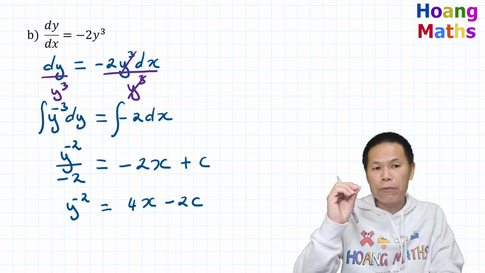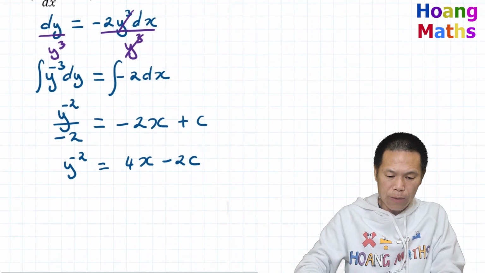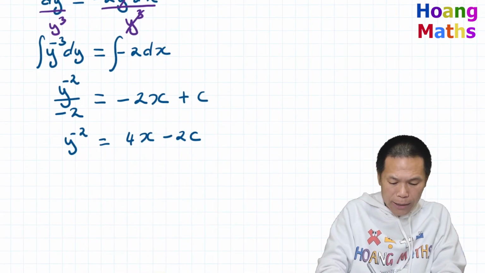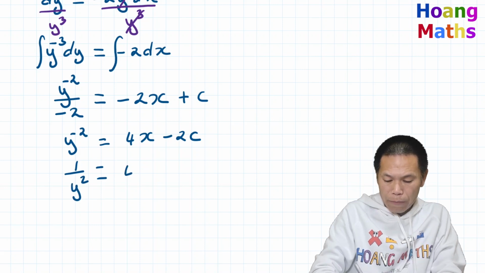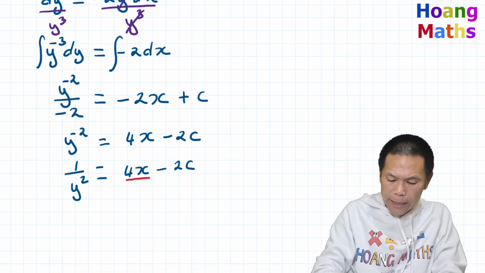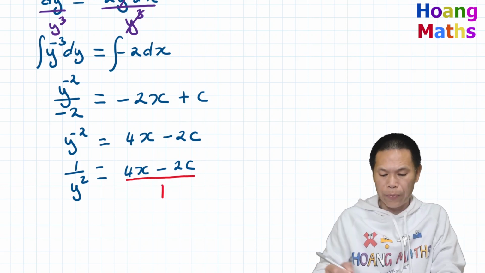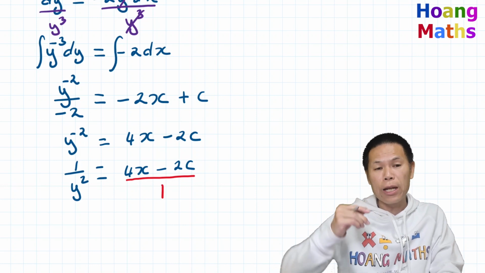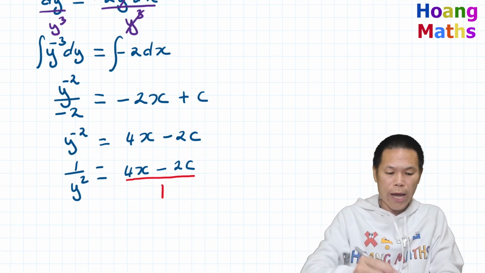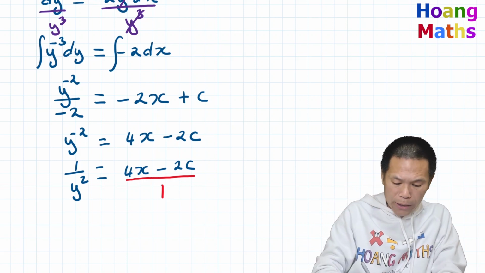So y power negative 2 is exactly the same as 1 over y squared. So let me just move this up a bit. So that is exactly the same as this, equal 4x minus 2c. Now to solve for y, we know that this is exactly the same as 4x minus 2c over 1. Okay, so now I just flip on the left hand side and I flip on the right hand side as well. So 1 over y squared, we flip it, becomes y squared.